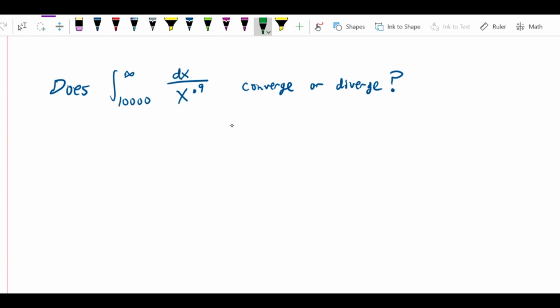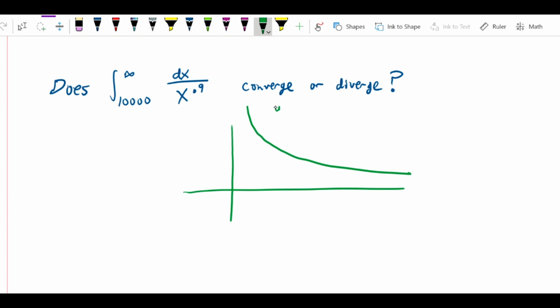The way you want to think about this is we know already that if this is y equals 1 over x to the 0.9, and I integrate it from 1 out to infinity, this diverges. In other words, the area is infinite, because this is a p integral with p equal to 0.9, which is less than or equal to 1. So we can easily say that it diverges.